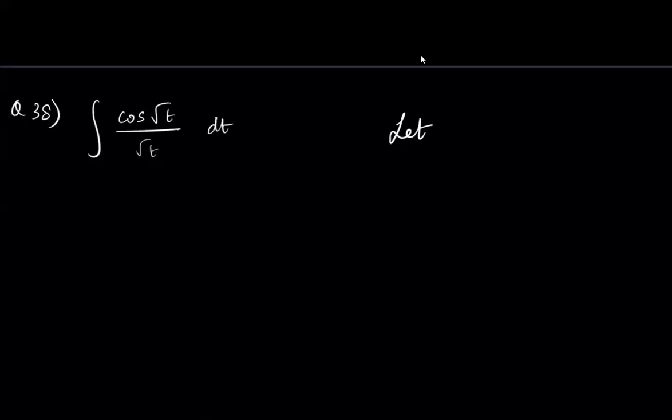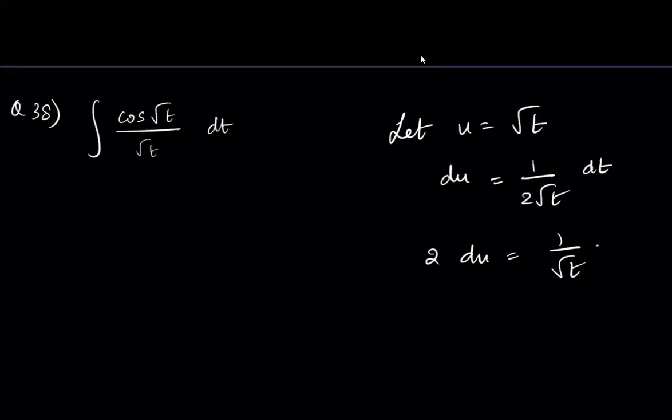So now here my u is going to be square root of t. My du will be 1 over 2 root t dt, but I only need 1 over root t, right? So I'm going to multiply both sides by 2. So 2 du is 1 over root t dt.